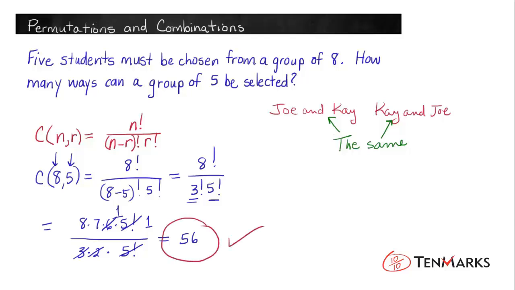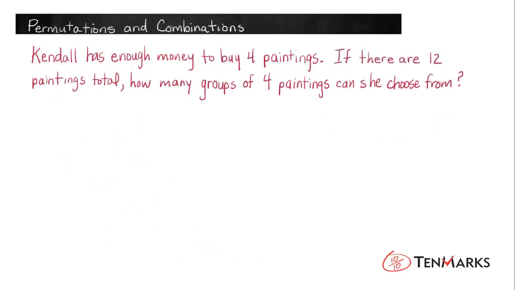We'll take a look at one more problem now and decide if it's a combination or permutation and then solve the problem. Kendall has enough money to buy 4 paintings. If there are 12 paintings total, how many groups of 4 paintings can she choose from? So first you need to figure out if this is a permutation or a combination.